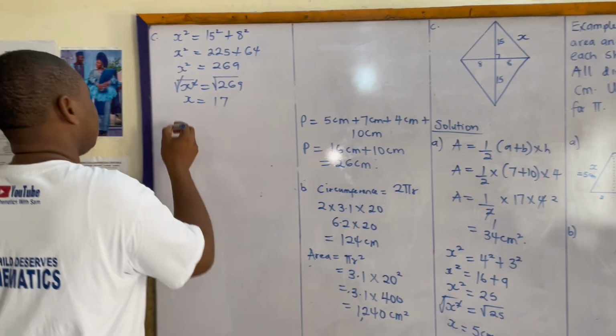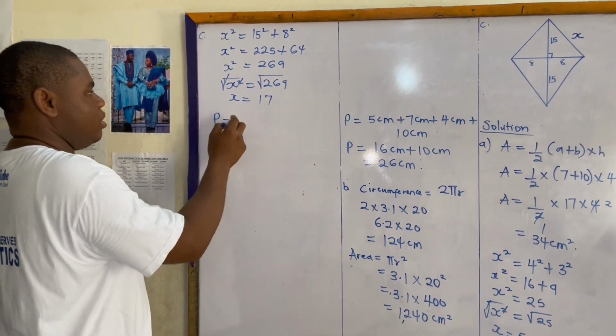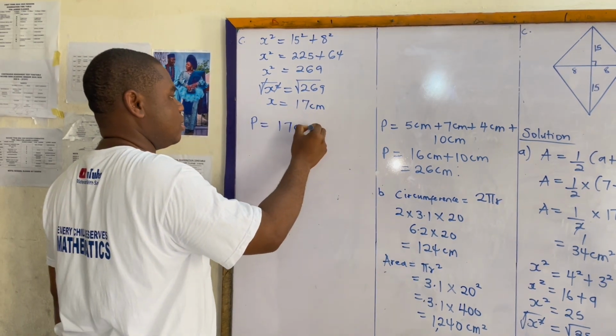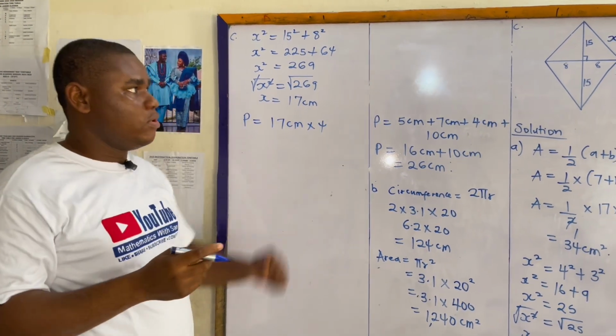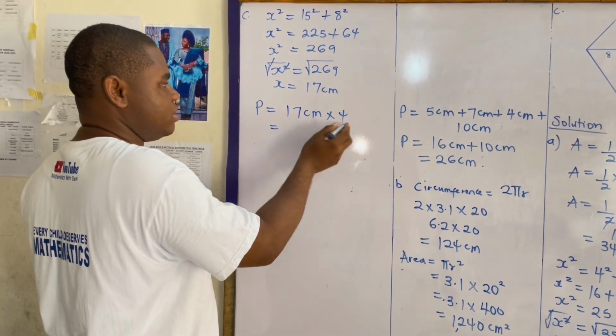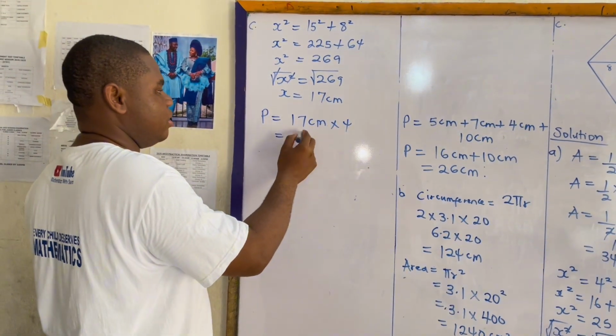So now the perimeter will give me 17 centimeters times 4, since it has 4 sides. 17 centimeters times 4 will give me 68 centimeters.